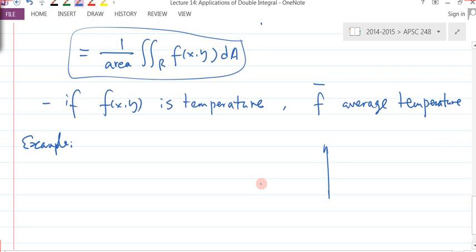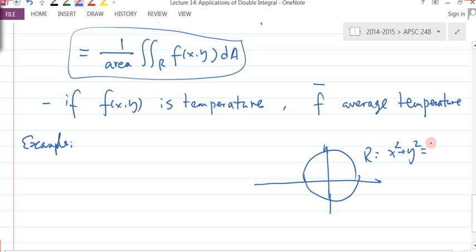Okay, suppose that I have a region R, which is a circle. R is x squared plus y squared less than or equal to a squared. So that's the region R, inside the circle, the same plate described by a circle.